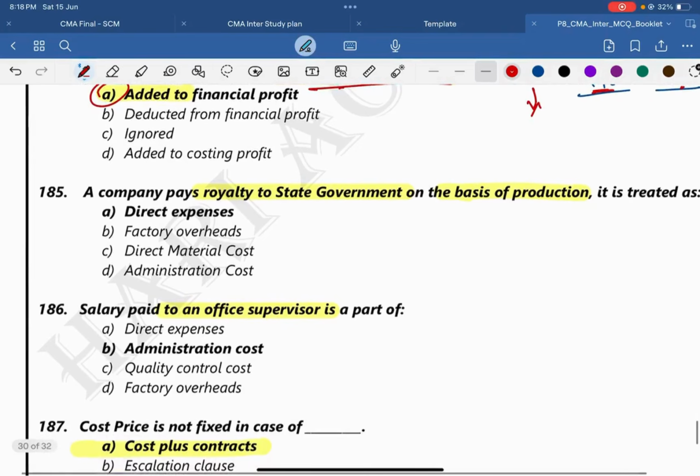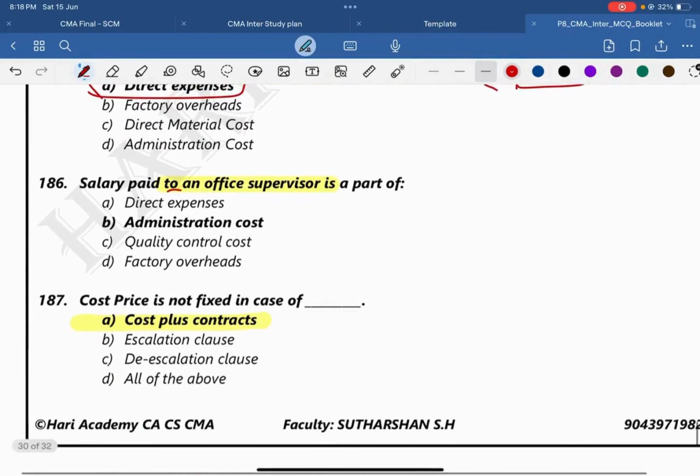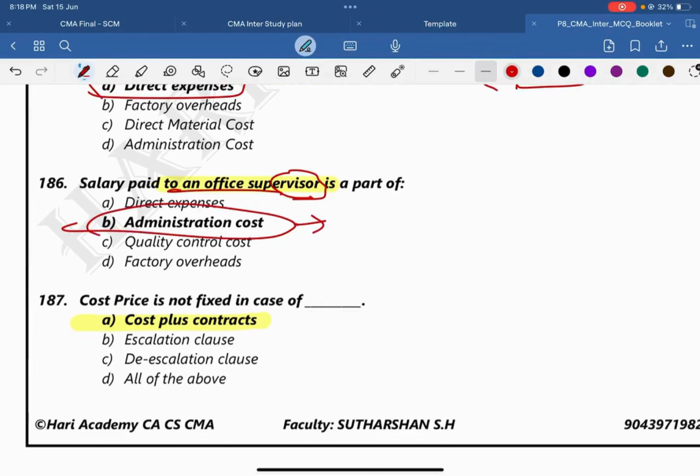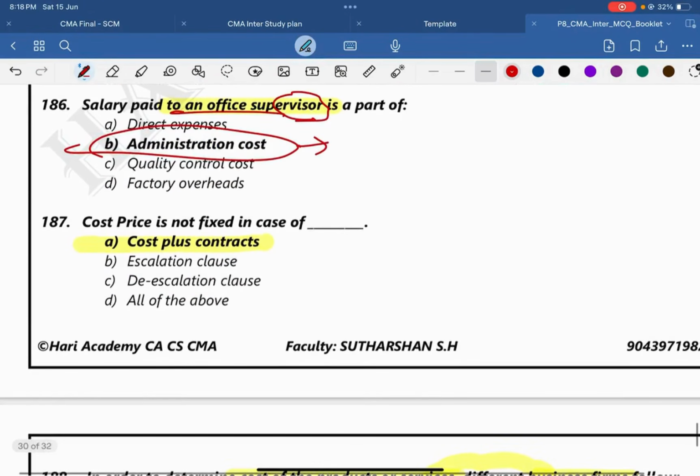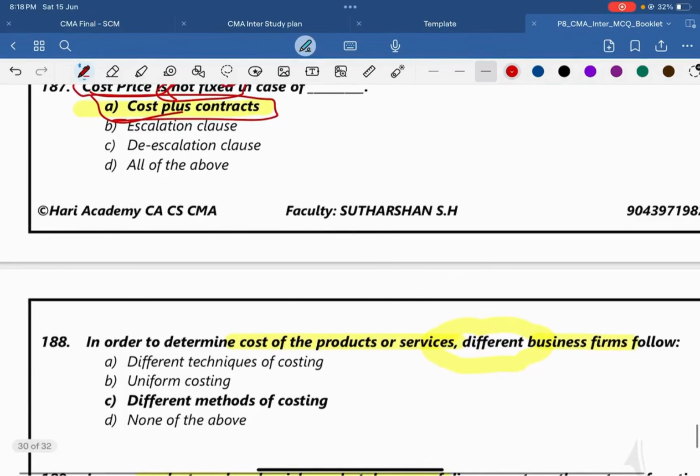A company pays royalty to the state government on the basis of production. Any royalty paid on the basis of production is known as direct expense. Next, 186: salary paid to an office supervisor is an administration cost, office and admin overheads. 187: cost price is not fixed in case of a cost plus contract. In the remaining, everything, the cost price is fixed.